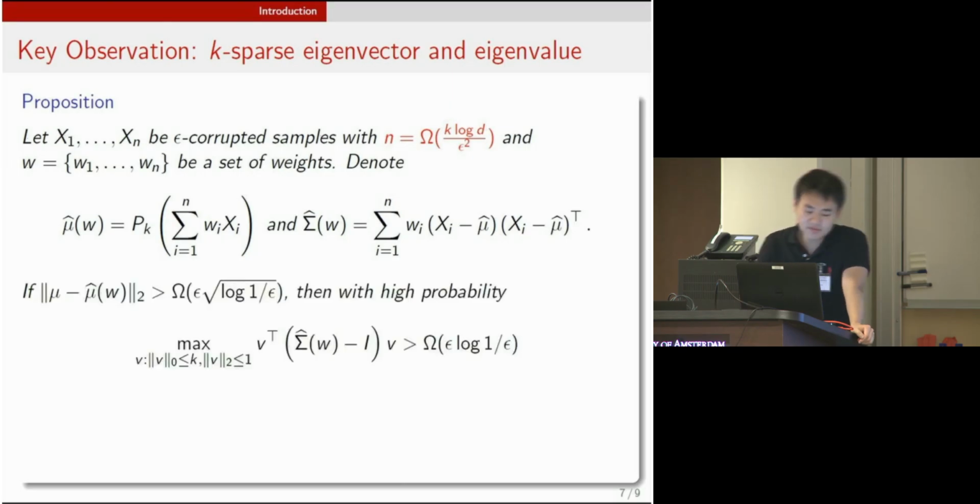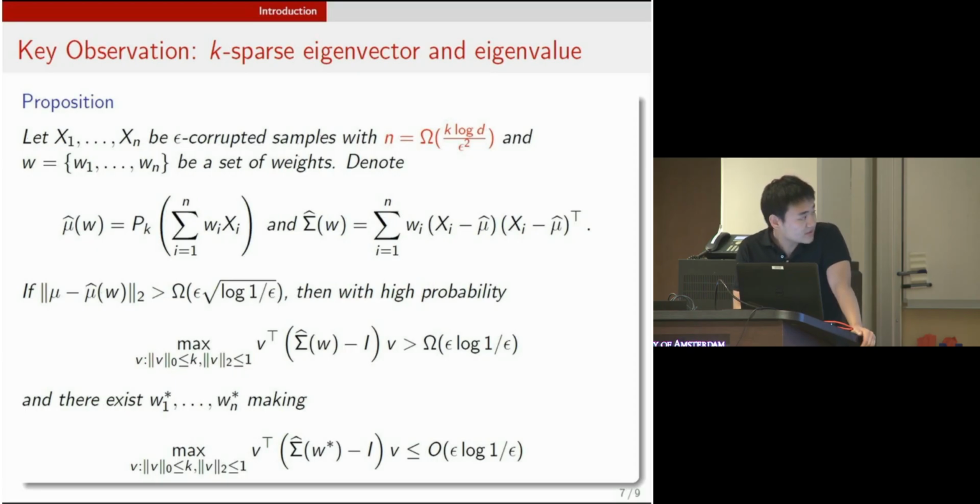We show that if our estimation is bad, then the top k sparse eigenvalue of the empirical covariance minus the identity is large as well. So we can compute this quantity, and if it is large, then we need to adjust the weights. If it's small, then we just accept these weights and use them for our estimation. Also, if the number of samples is on the order of k log d over epsilon squared, we show there exist such good weights that this quantity is small.